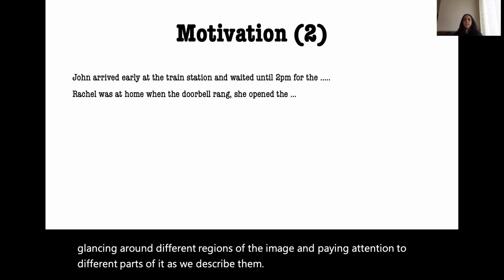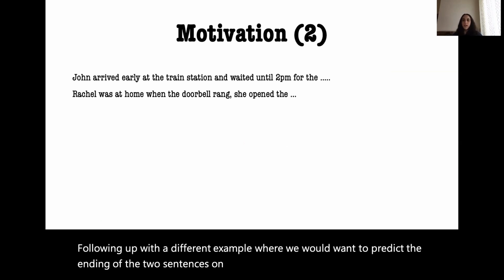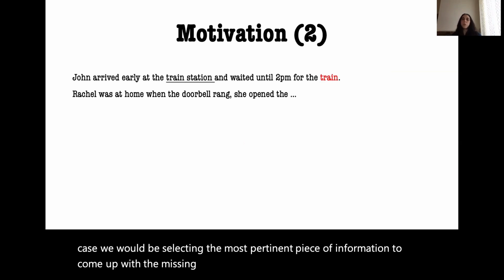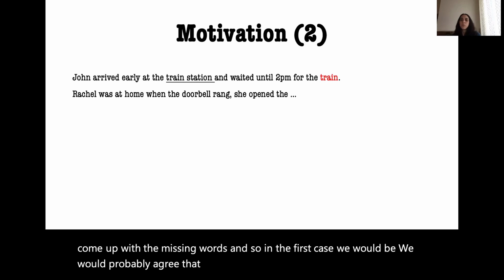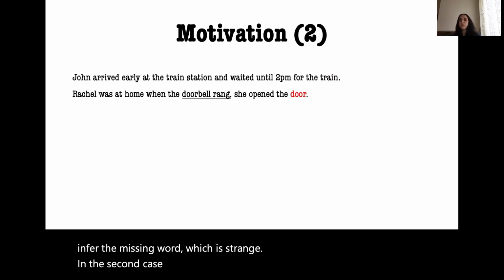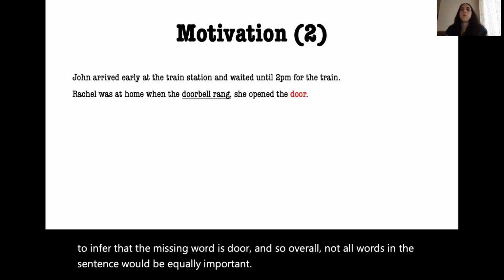Following up with a different example, where we would want to predict the ending of the 2 sentences on the slide. Similarly to the image description case, we would be selecting the most pertinent piece of information to come up with the missing words. And so in the first case, we would probably agree that train station is the most relevant cue in order to infer the missing word, which is train. In the second case, we could probably focus on the word doorbell in order to infer that the missing word is door. And so overall, not all words in the sentence would be equally important in order to determine what comes next.